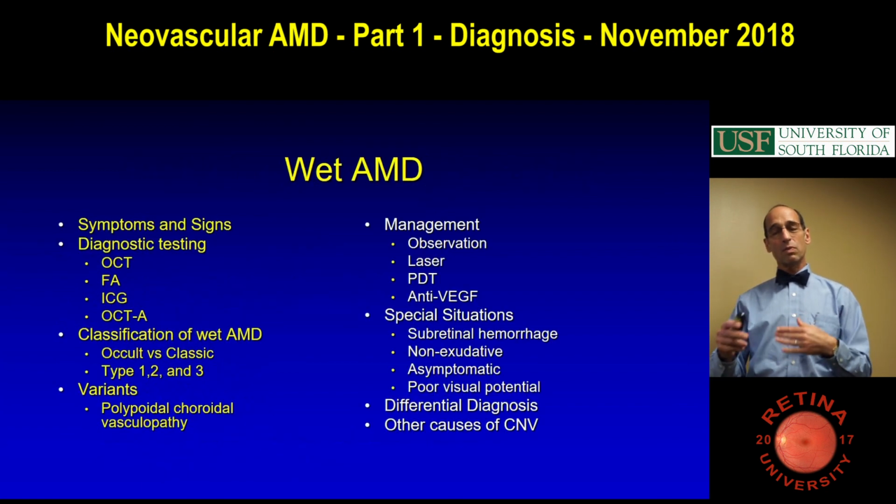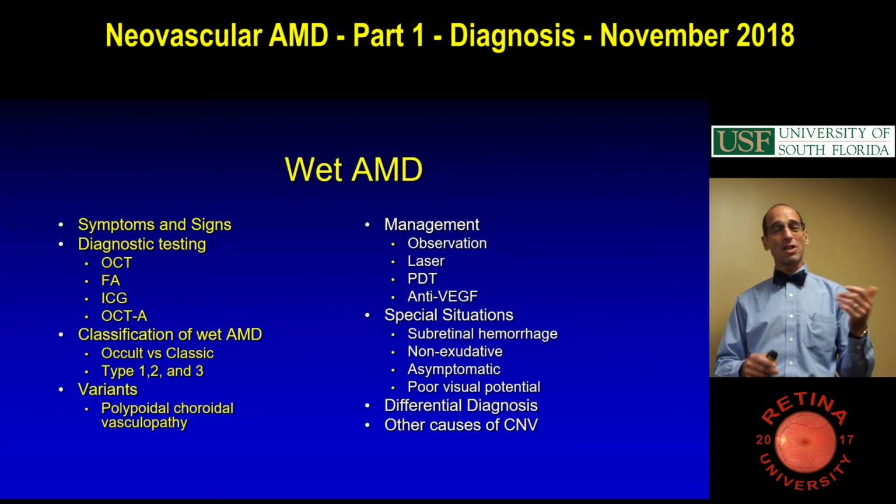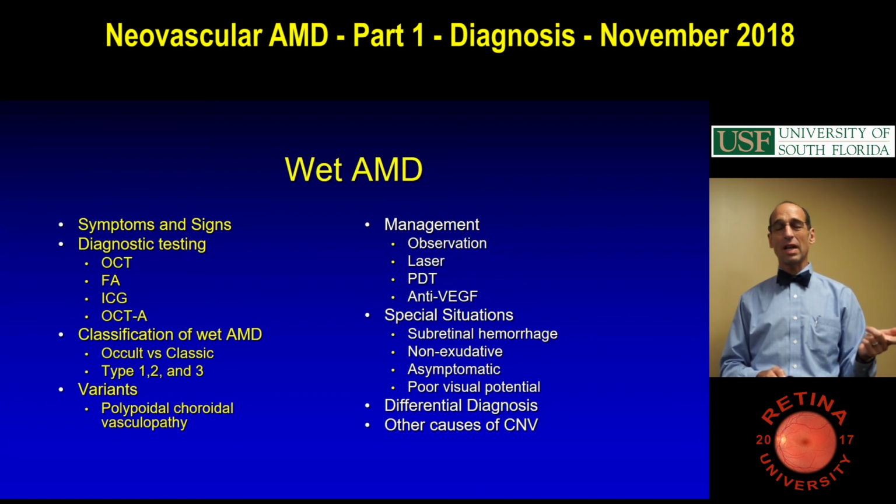All right, perfect. So we're not done. This is the first part of the wet AMD lecture. So symptoms and signs we talked about and went over. There's diagnostic testing, and then there's the classifications 1, 2, 3, occult and classic, and then there's the variants. The one main variant you know is polypoidal.